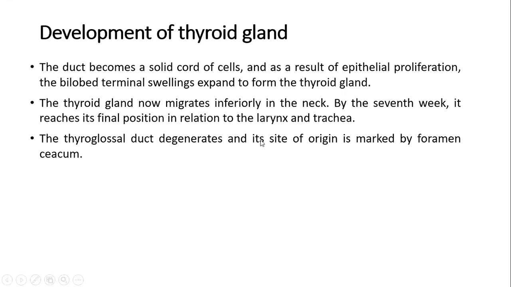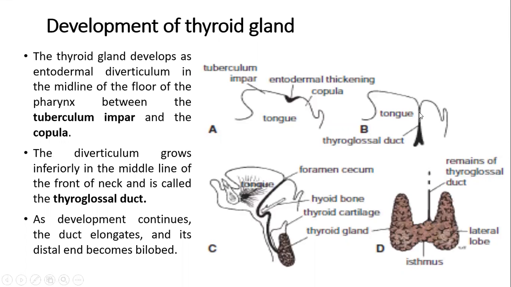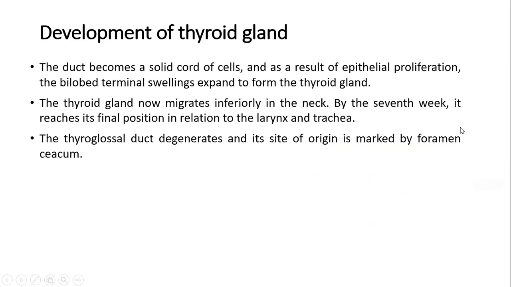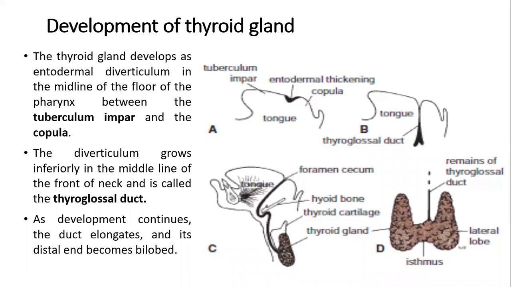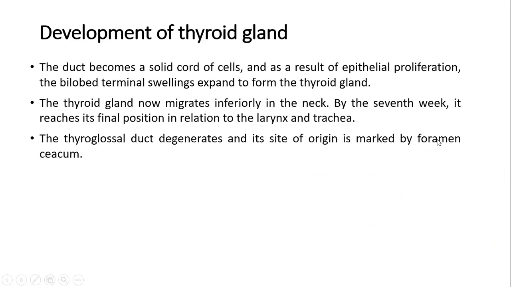The thyroglossal duct degenerates and its site of origin is marked by the foramen cecum. So the whole remaining part of this duct will become a remnant and totally disappear. In the tongue, it remains as the foramen cecum. This part divides the tongue into the anterior two-thirds and posterior one-third, and it will be present in the center as the foramen cecum.